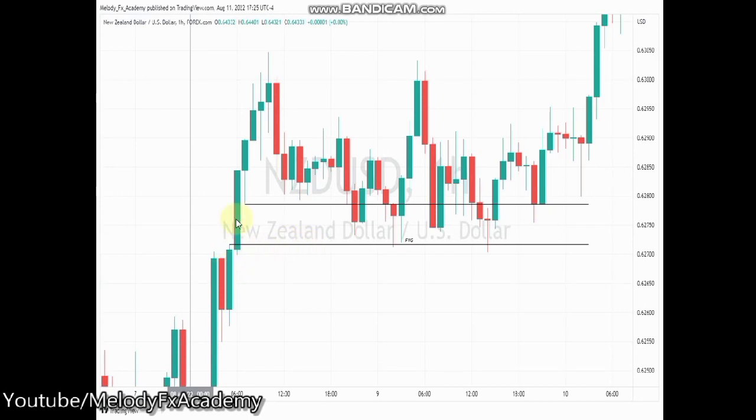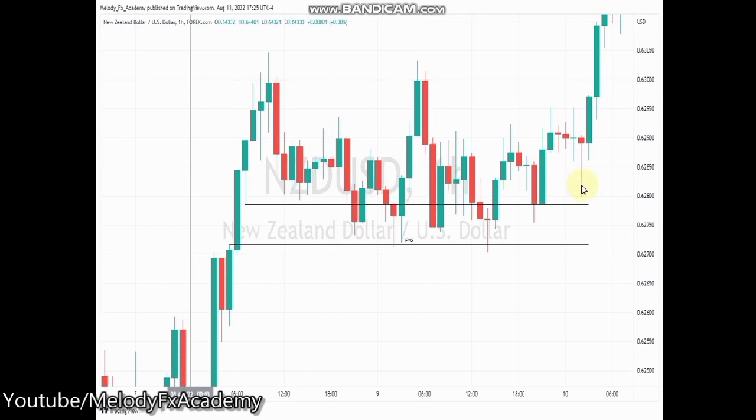Let's go down. This is the first displacement we had this week on the New Zealand USD. You look into the displacement: is there an imbalance within it? We have this imbalance right here. This is a fair value gap. We have the candle that's high, the candle that trades through it, and the candle that fails to overlap the high of the first candle.